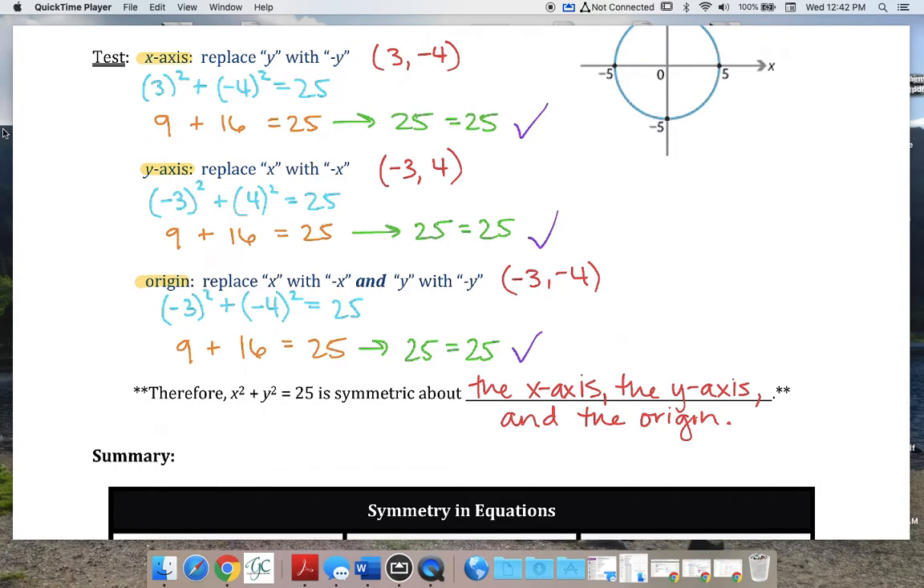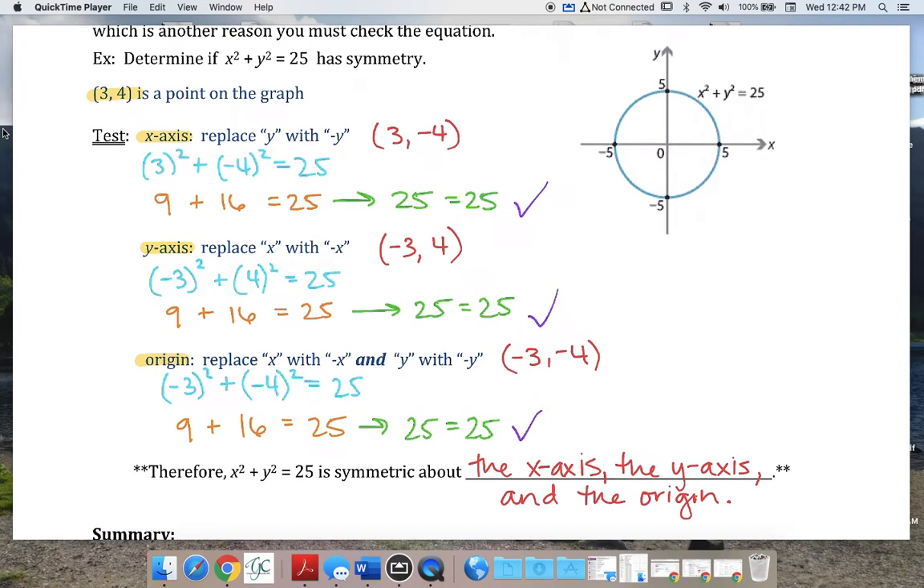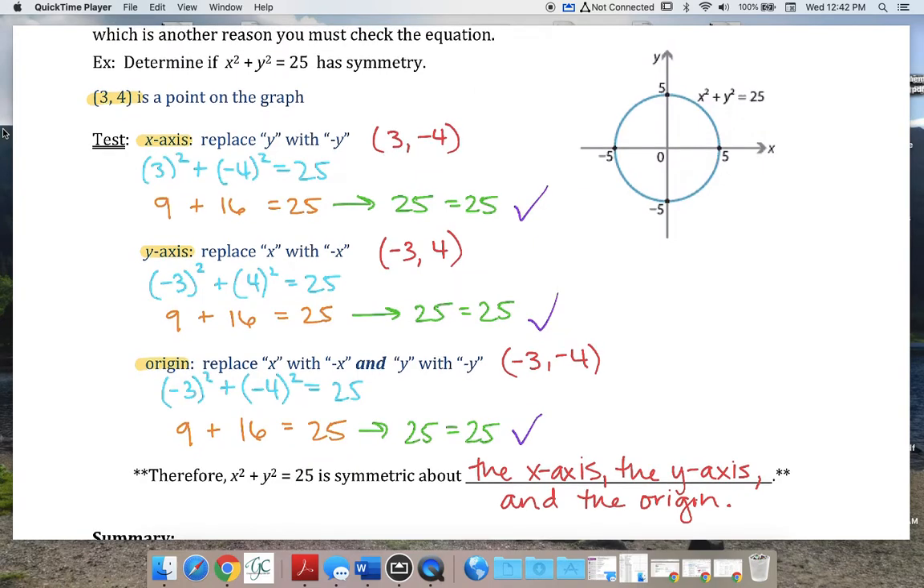So this is an example where multiple symmetries show up. In this case, this is not a function, which is okay, so we're not going to classify this with the type of function, we're just going to talk about the symmetry here. And because this circle was centered about 0, 0, this circle does have all three kinds of symmetry over the x-axis, over the y-axis, and over the origin.